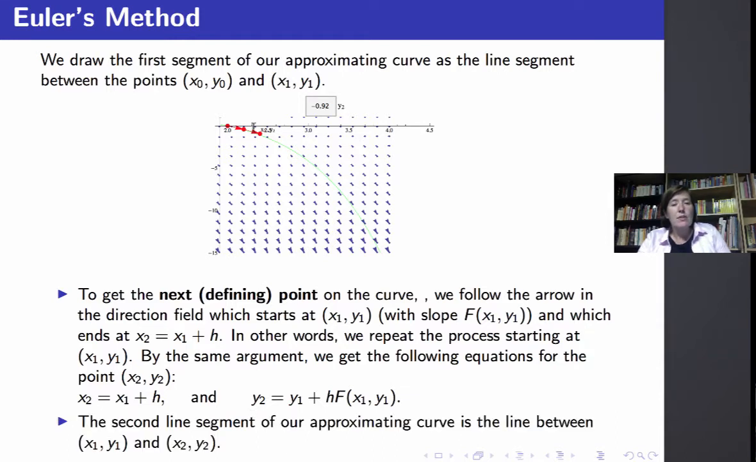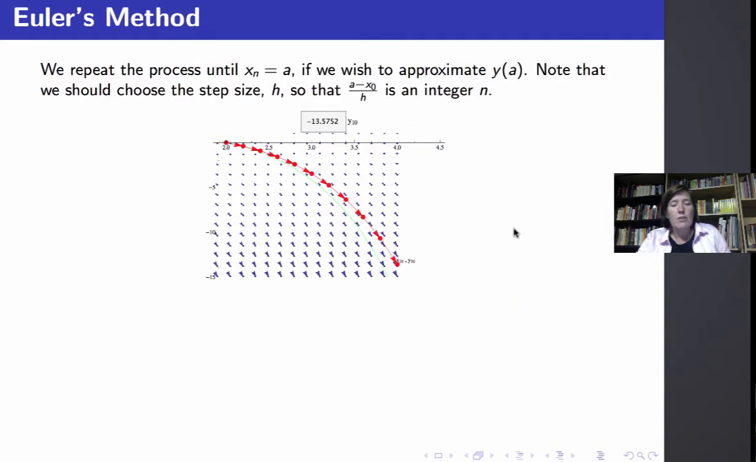And of course, the second line segment of our approximating curve is the line segment joining the end of the first arrow and the end of the second arrow. Basically, it follows the same path as the second arrow. We can just carry on with this process and get the exact coordinates of these endpoints that we use to approximate the solution curve. And we can draw a picture if we like.